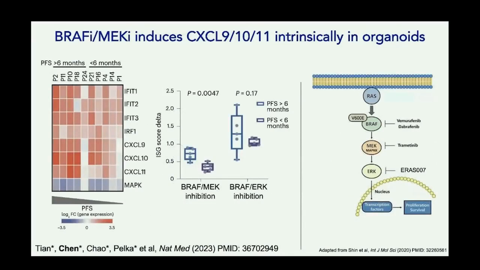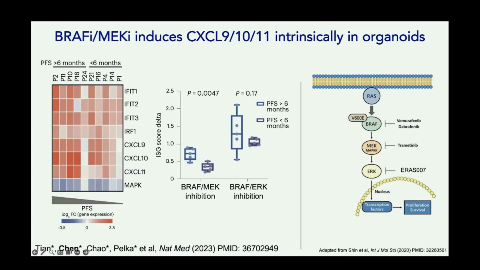And interestingly, when we took organoids that we made from these tumors from these patients, we found that even intrinsically, if you just add the BRAF MEK inhibitors, nothing else, to these organoids in culture, no immune cells, nothing else there, that induces the CXCL9, 10, and 11. And when you add even stronger inhibitors of this pathway, you get even higher induction of these genes.